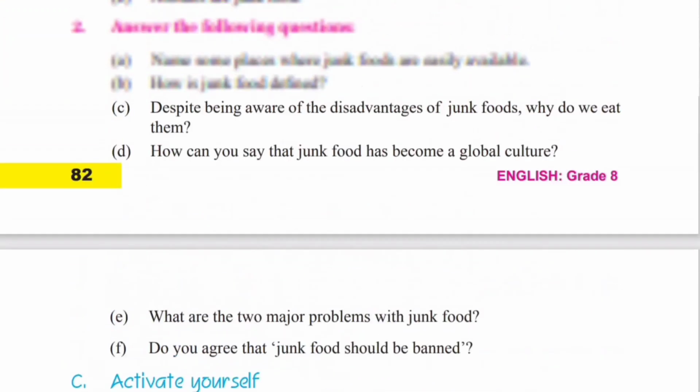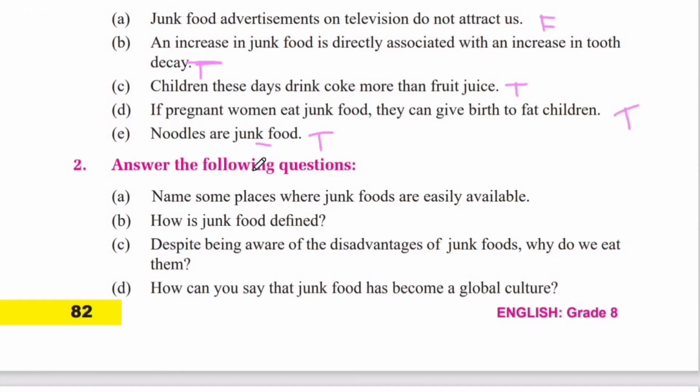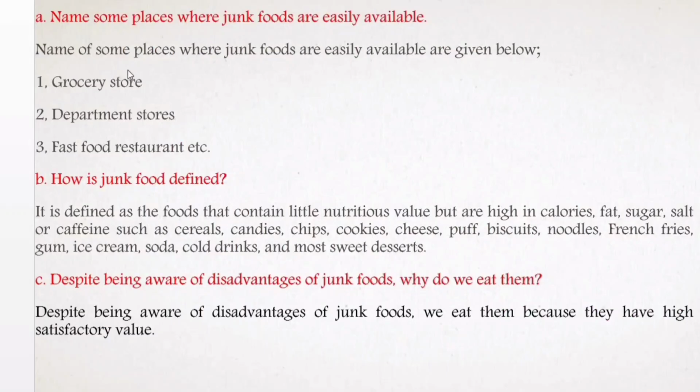Next one, I think we need to do the question answers. Answer the following questions. A, name some places where junk foods are easily available. First of all, let me give you the answer and then I will tell you where all the answer lies. The answer of question number A. The names of some places where junk foods are easily available are given below. 1. Grocery store. 2. Department stores. And 3. Fast food restaurant, etc.